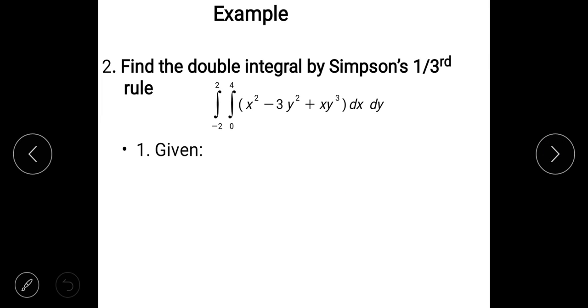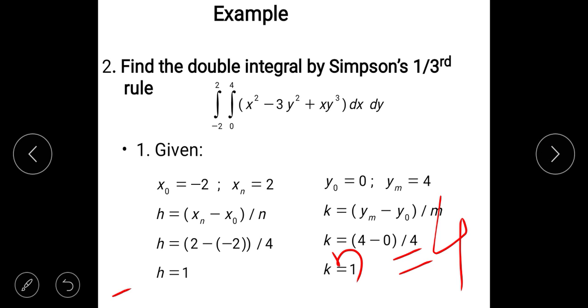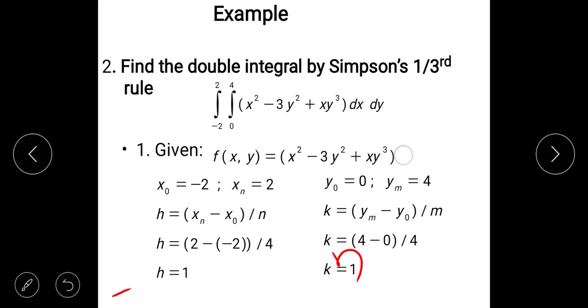Similarly for Simpson's one-third rule, we are using the same numerical. In a similar way we can calculate h, because here I am using n is 4 and in the previous example I used n is 2. Now here h you will get 1 and k you will get 1 in a similar way. Then the function of x comma y is similar: x square minus 3y square plus xy cube.